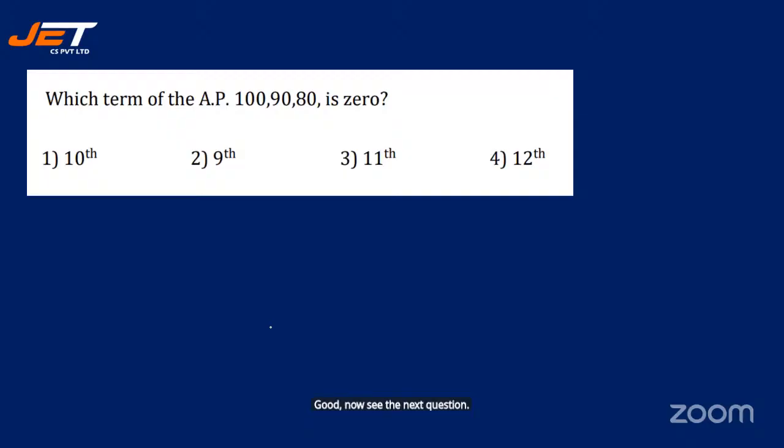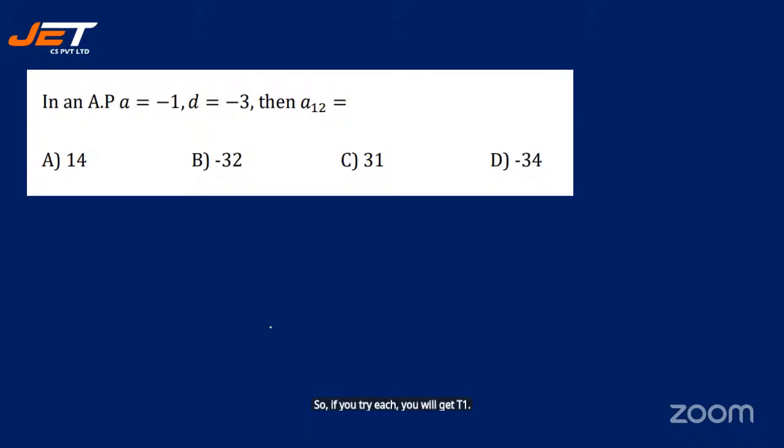Now see the next question. Which term of the AP 100, 90, 80 is 0? So you just have to try with the options given. That is how we can do it. What is T10? 100 plus 9 into minus 10. That's all. Like that you have to do. Okay. So if you try each, you will get T11. Right. Now see the next question.